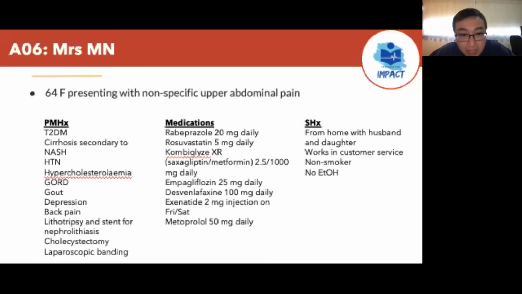We note that this patient has had a cholecystectomy in the past, so doesn't have a gallbladder, so gallstone disease is probably unlikely. Although in another patient, definitely, biliary disease is something that we need to consider and rule out.